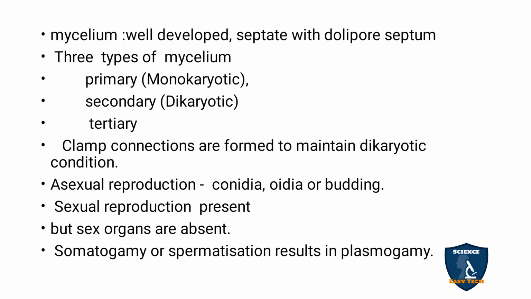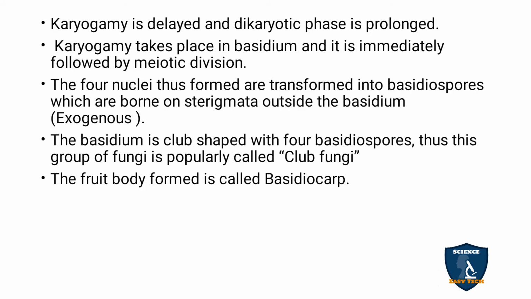Asexual reproduction takes place by conidia, oidia or budding, and sexual reproduction is present but sex organs are absent, that is antheridium and oogonium are absent. Somatogamy or spermatization results in plasmogamy. Due to plasmogamy, the fusion of protoplasts takes place.